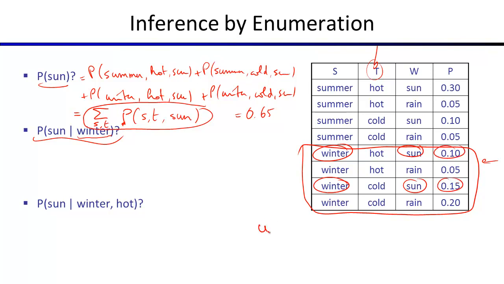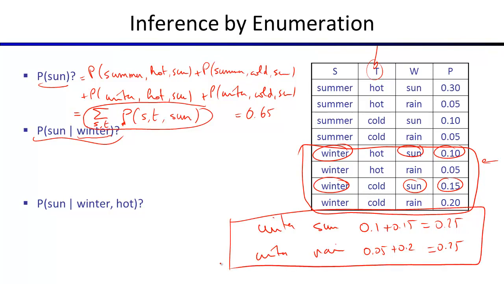We're going to make that now one row, winter, sun, and the sum of those two entries, 0.1 plus 0.15. And then winter, rain is 0.05 plus 0.2. This is 0.25 at the top and 0.25 here. Now we have our unnormalized distribution where winter is fixed and sun, rain can still vary.